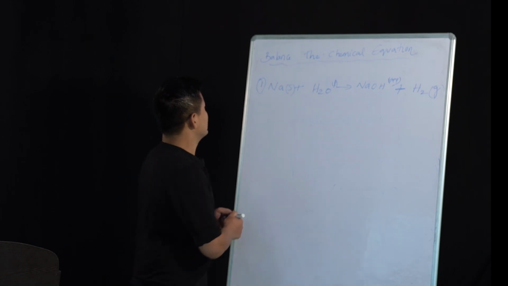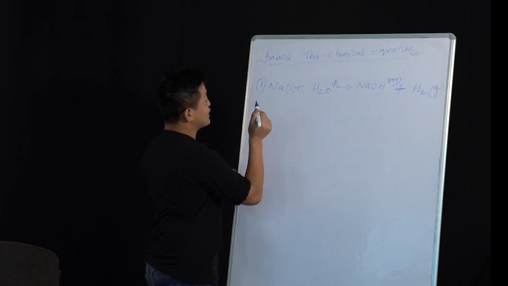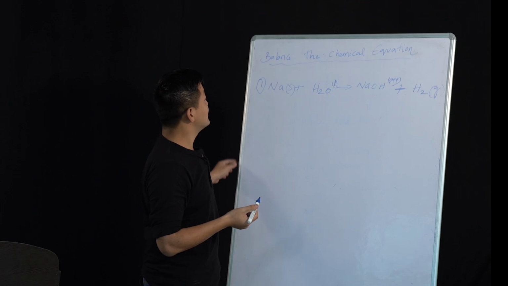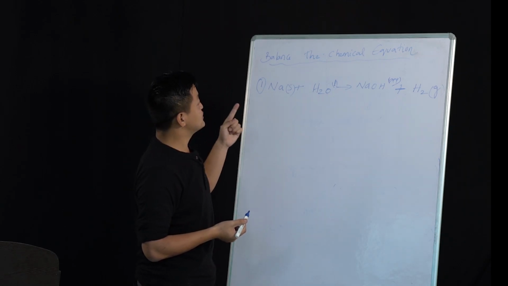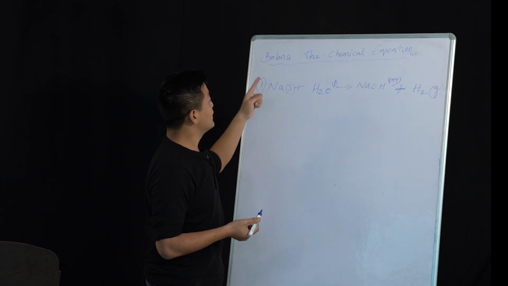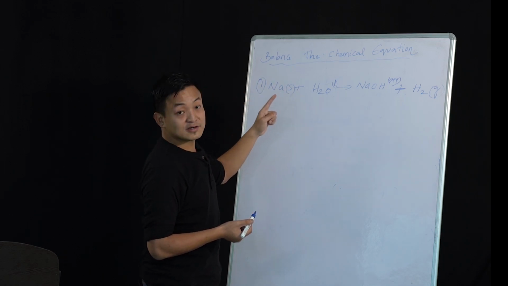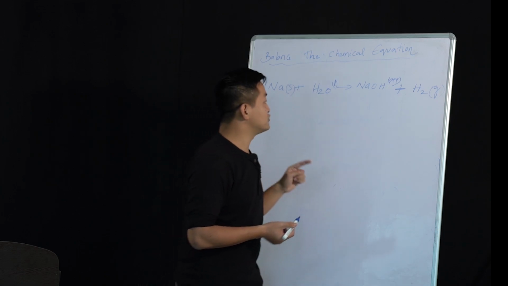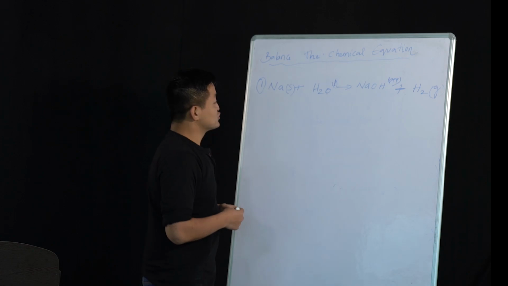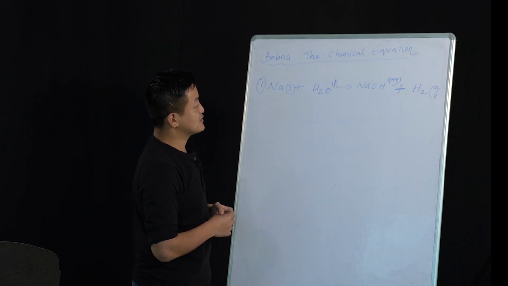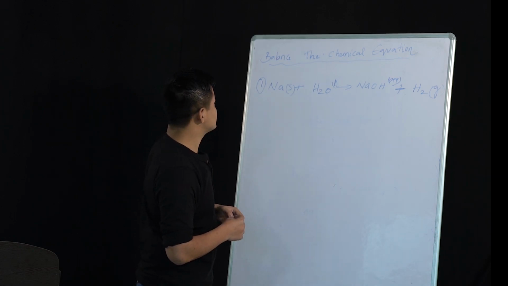Clear? Let me read out the question for the listeners as well. The question that I gave was to balance the chemical equation for sodium plus water, H2O, giving sodium hydroxide and hydrogen gas. In the product, we have sodium hydroxide and hydrogen gas.